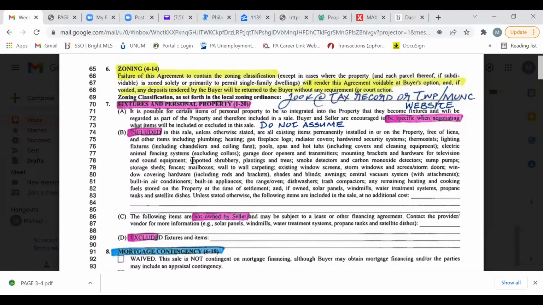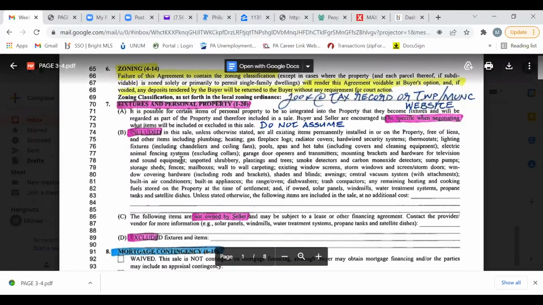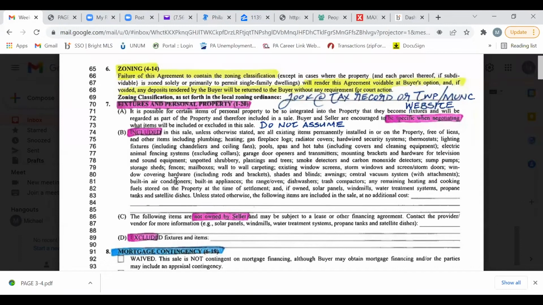Unpotted shrubbery. Anything in a pot can be moved. I'm sorry, they are included, unpotted, meaning it's not in a pot, it's planted in the ground. Plantings and trees, smoke detectors and carbon monoxide detectors, sump pumps, storage sheds. That's an item that's already pre-written in there. Fences, mailboxes, wall-to-wall carpeting. Area rugs, they can go. Wall-to-wall carpet has to stay.